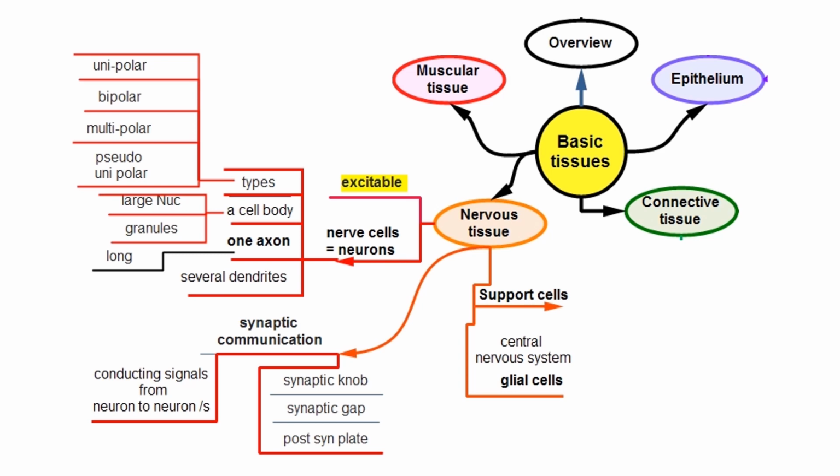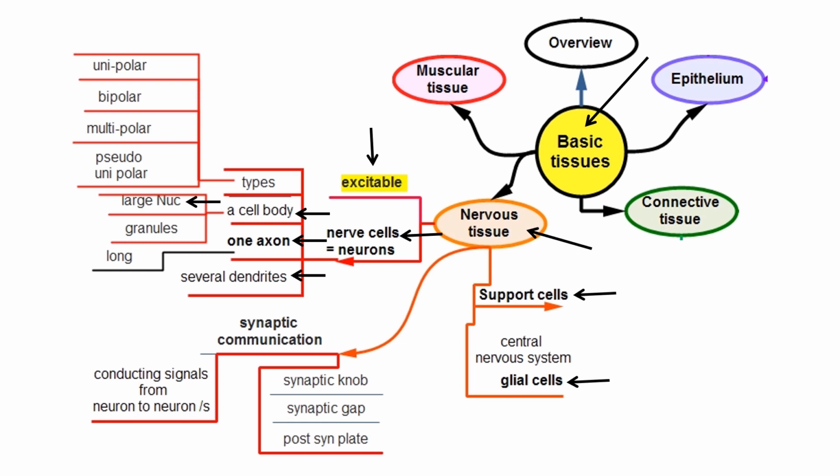This is part of the mind map of the basic tissues. We have discussed the other arms of this mind map, and we are looking now at the nervous tissue. One of the very important features of the nervous tissue is that it is excitable. You stimulate it, it produces an action. The other excitable tissue was the muscular tissue. This nervous tissue is made of nerve cells, the neurons, and also supporting cells, which in the central nervous system are called glial cells, and we have seen the different types of glial cells. Now, this nerve cell, the neuron, has a cell body, one axon, and several dendrites.